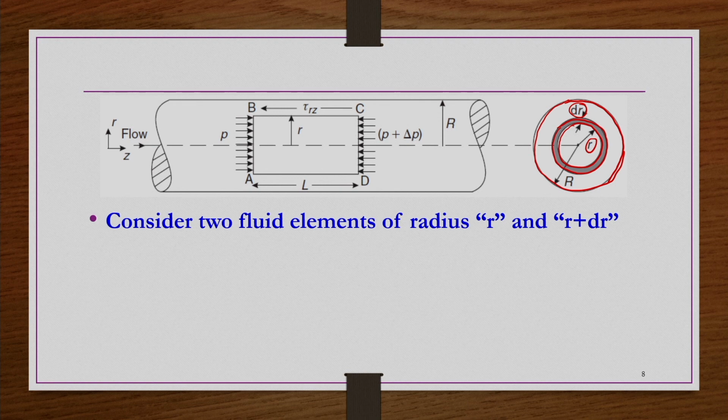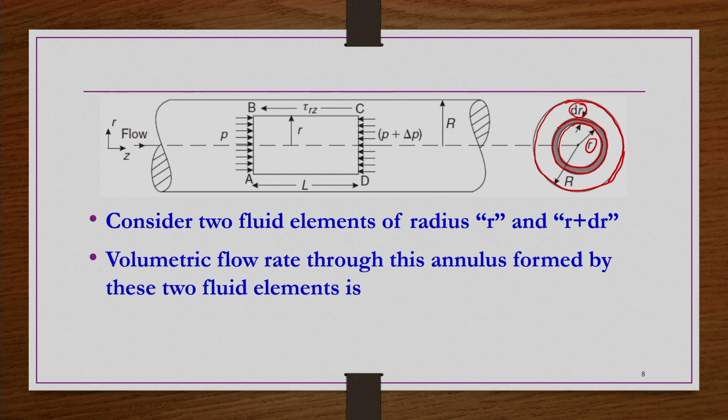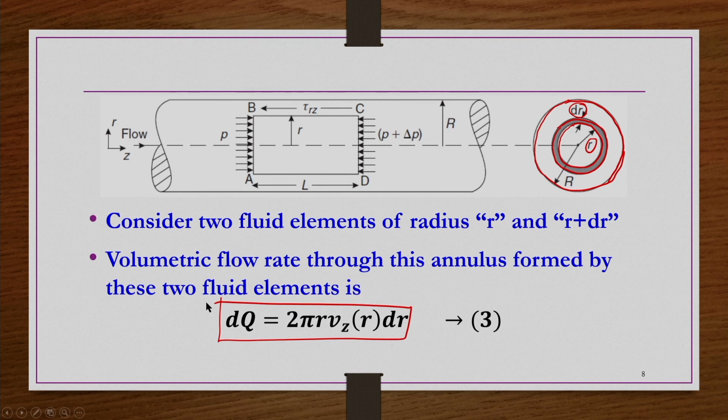Consider two fluid elements of radius r and r plus dr. The volumetric flow rate through this annulus formed by these two fluid elements would be dQ equals 2 pi r Vz dr, where Vz is a function of r. Now, if you integrate the left hand side, obviously you will get the volumetric flow rate for the entire system, that capillary. That is what we measure experimentally, but we are not interested in finding Vz.